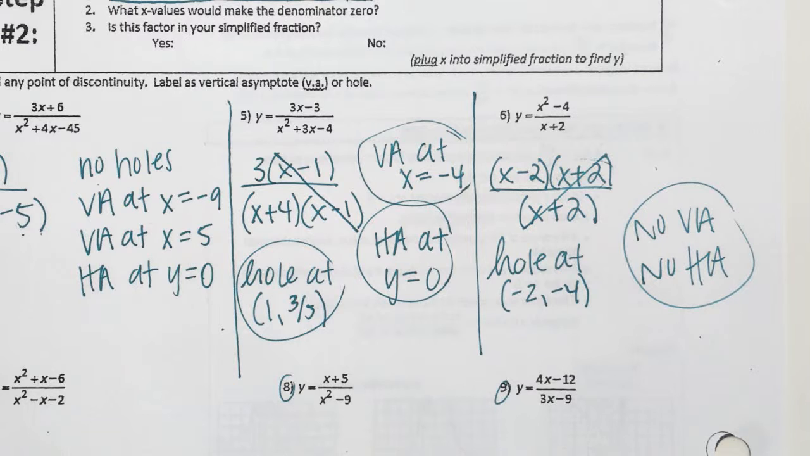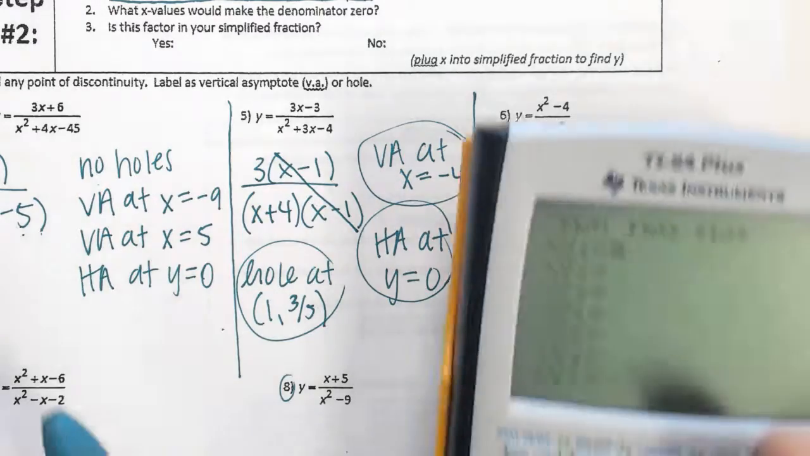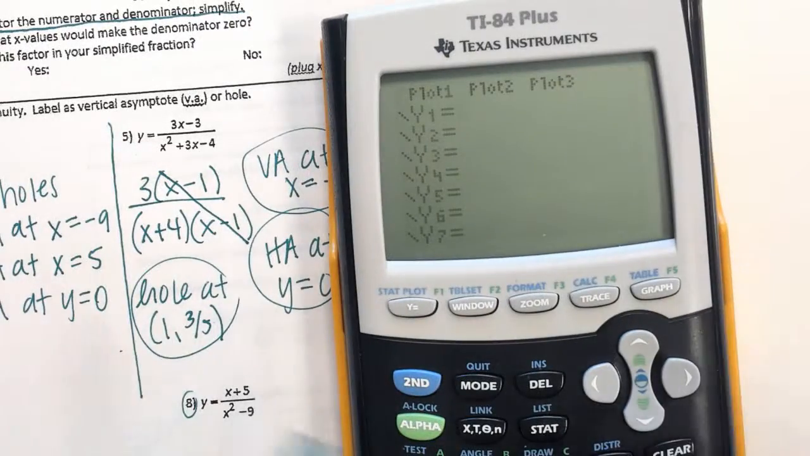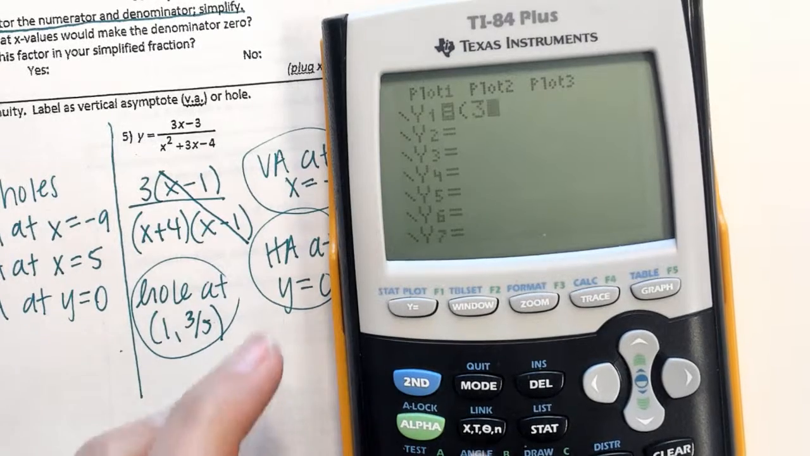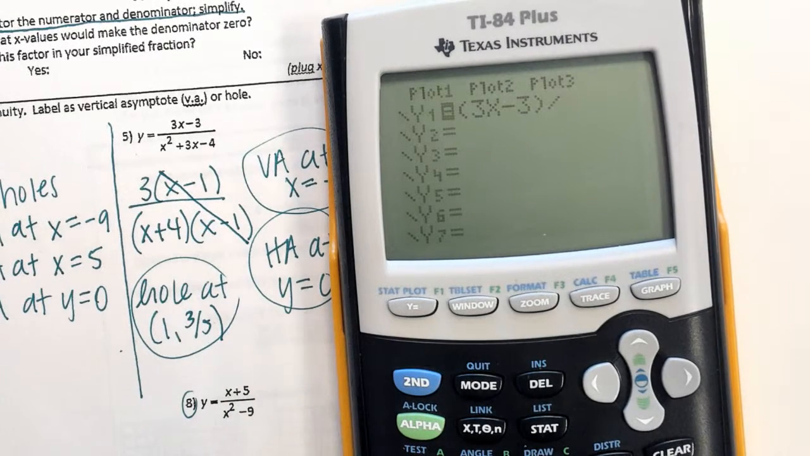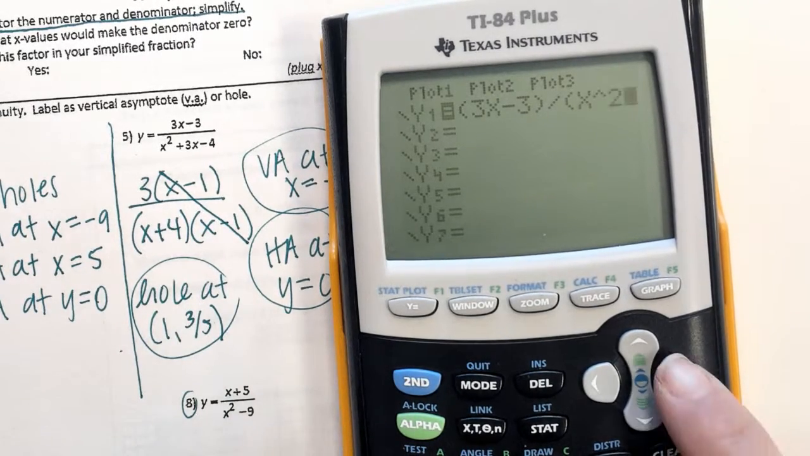Pick one of the ones we just did. Which one? 6. Actually, let's pick another one because I want to show you one with a VA or an HA. Okay. It won't show you on the graph, but I can do 5. That's fine. All right. So you would just plug it in just like regular y equals. Just make sure that your numerator's in parentheses and your denominator's in parentheses.